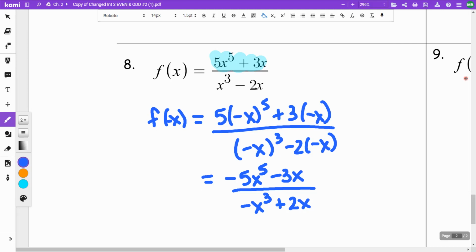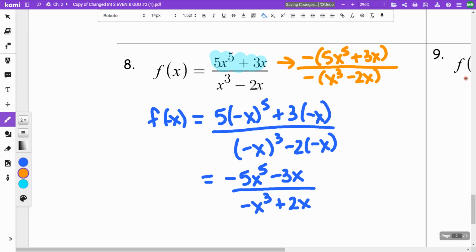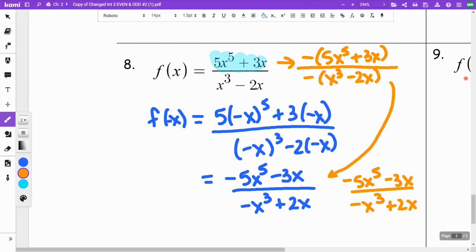So what happens is it doesn't look like it's the same, but if I make the top opposite, and I make the bottom opposite, a negative over a negative is a positive. So really this would be the same. I am going to end up getting a negative 5x to the 5th minus 3x over a negative x to the 3rd plus 2x. So this is actually going to be even.